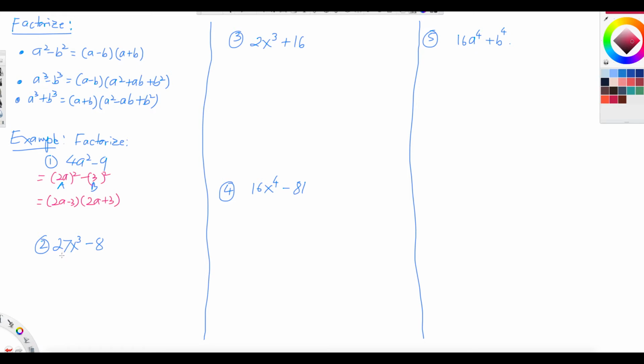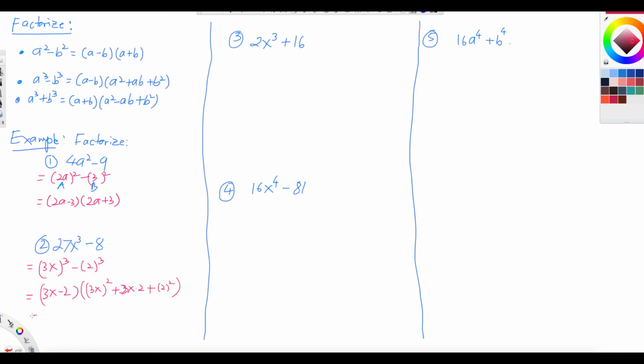What raised to the 3 is 27? You can write this as 3x to the third, because 3 to the third is 27 and x to the third is x cubed. Minus, you can write this as 2 to the third. You see that? So it is like a cube minus b cube, the second formula, so you can directly use it. The formula is a minus b, where a is 3x, so 3x minus 2, and then a squared is (3x) squared plus ab is 3x times 2, and then plus b squared is 2 squared.